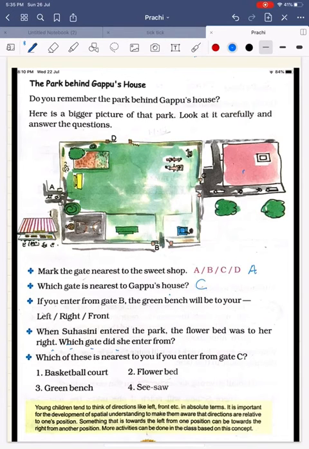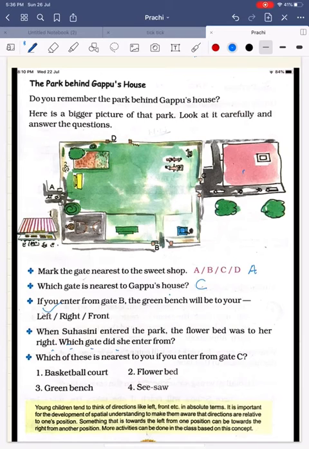Next question. If you enter from gate B, this is gate B, the green bench will be to your left, right or front. If you imagine yourself that you are entering from this gate, this is your right and this is your left. So green bench is on which side, left or right? The green bench is on left side, so we tick left side.